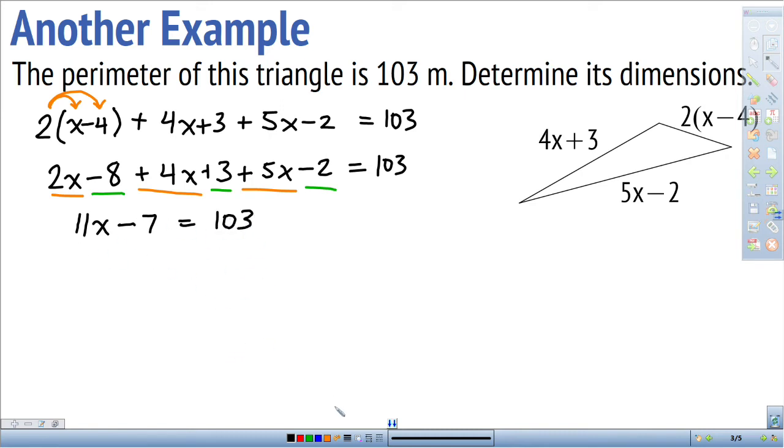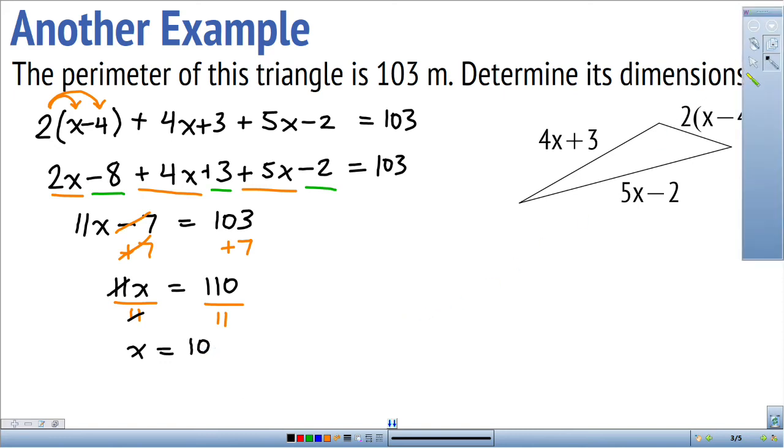So now we're going to solve this equation. We're going to isolate x here. I'm going to remove this minus 7 by adding 7 on both sides. So this will be 11x is equal to 110. I'm going to divide both sides by 11. So the 11s divide away, and x is equal to 10. So now I know the value of x. Now this will allow me to find the actual values of these dimensions.